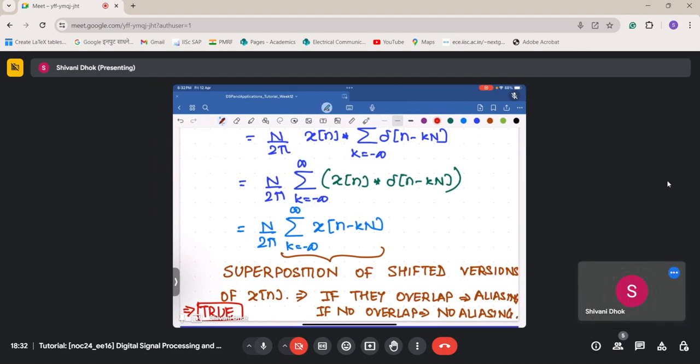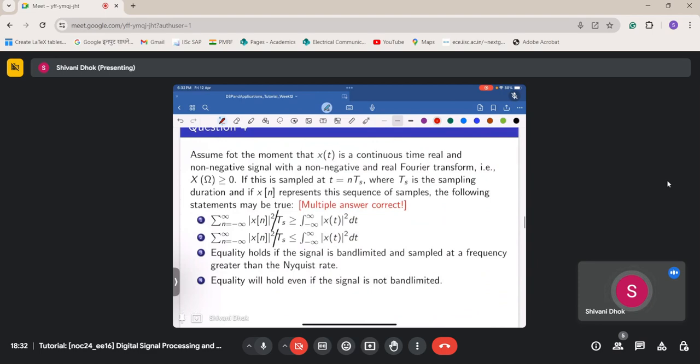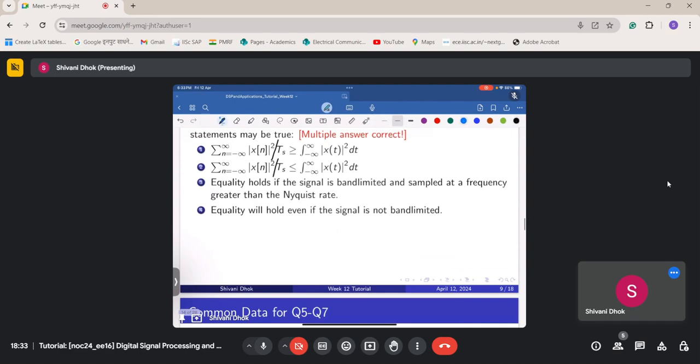Okay, so if there are no questions, then let me just go to the next question. It says that assume for a moment that x t is a continuous time real and non-negative signal, and with a non-negative Fourier transform, that is x of omega is greater than 0. So x of t has a continuous time Fourier transform x of omega, and this is greater than 0 for all omega.